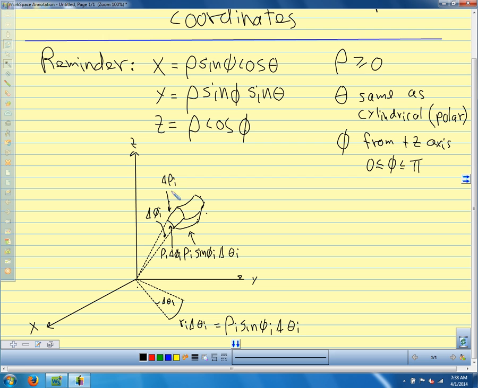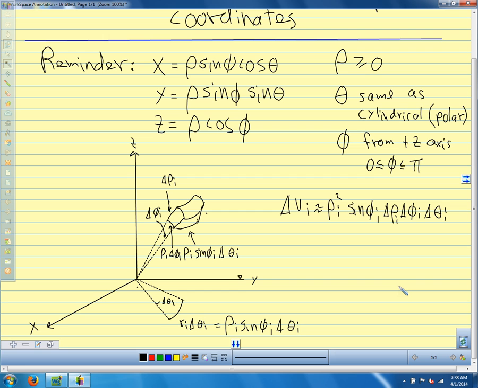We have three sides of our little, approximately rectangular spherical block. So delta v sub i, the volume of this little block, when we put all of these pieces together, is approximately rho sub i squared sine phi sub i delta rho sub i delta phi sub i delta theta sub i. We get the sine phi sub i from this side, we get a rho sub i from this side and from this side, and then we have all of our deltas there.